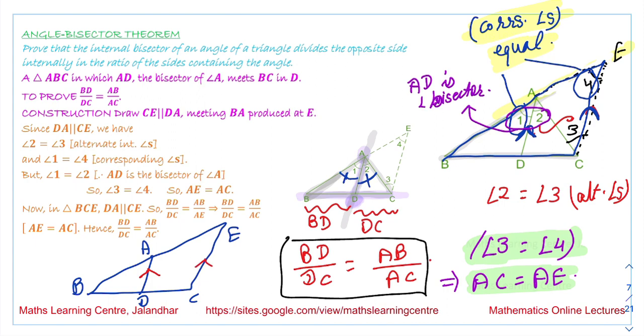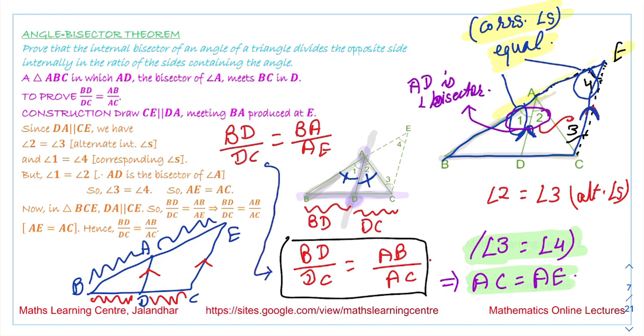We are saying these two lines are parallel to each other. So what we get is that BD is this length over DC is this length. It is BD over DC, that is equal to BA over AE. This is the length BA and this is the length AE. Now we have already proved that AE is equal to AC, and this is what we have to prove, that BD over DC is equal to AB over AC.